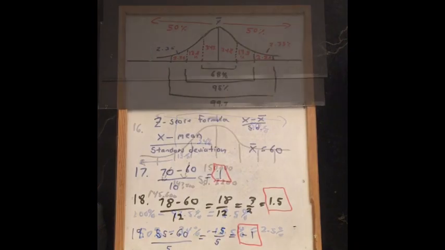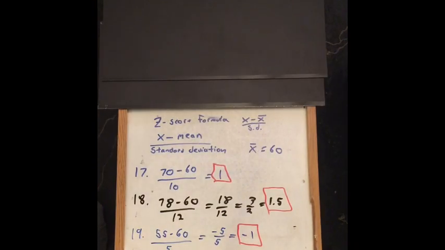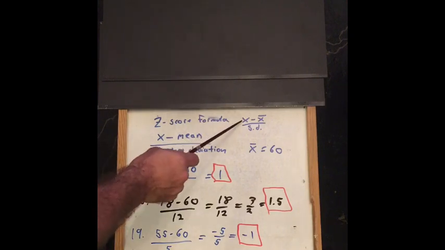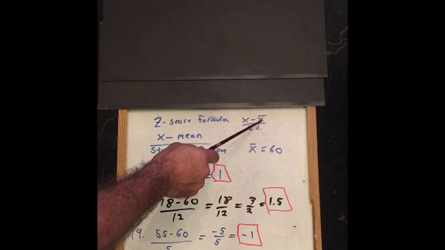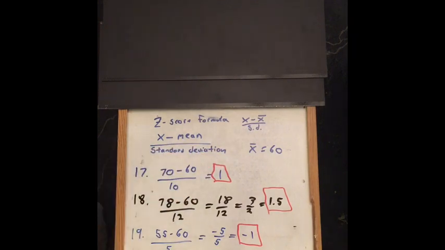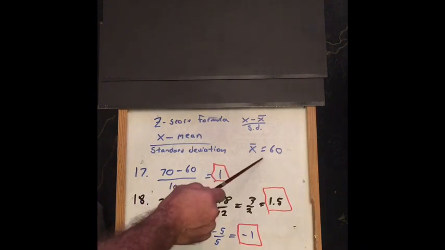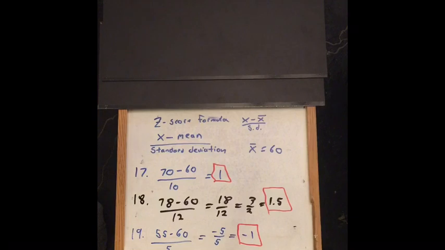Okay. For problems 17, 18, and 19, we are going to use the z-score formula here, which is the data point minus the mean, all of it divided by the standard deviation. X minus the mean over the standard deviation. For all three problems, the mean is given as 60. That's represented in the question. The standard deviation changes for each, and of course the data point changes for each. But for 17, it's 70 minus 60, which is 10 over 10, which is 1.